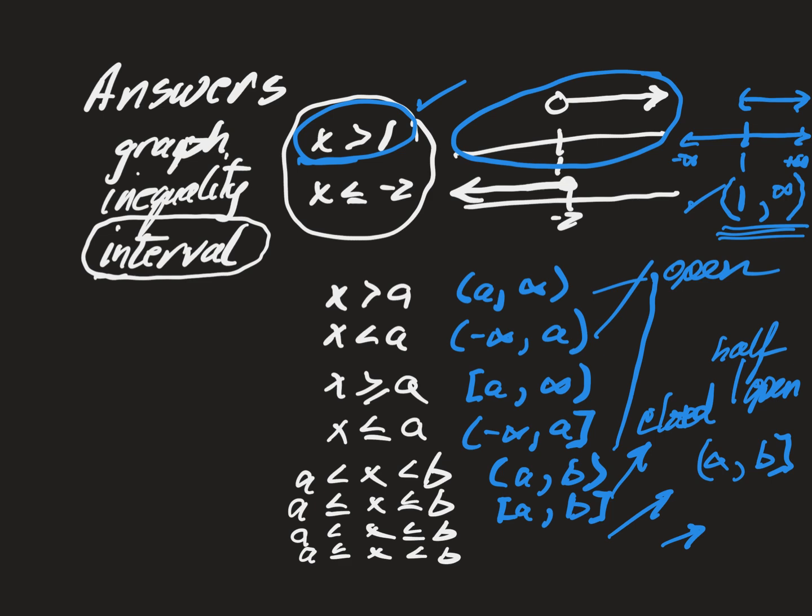And then finally the last one, a is less than or equal to x is less than b, also half open, but we're equal to a, but we're not equal to b. And so this is interval notation. You always want to write the inequality, the number line, and the appropriate interval. Okay?